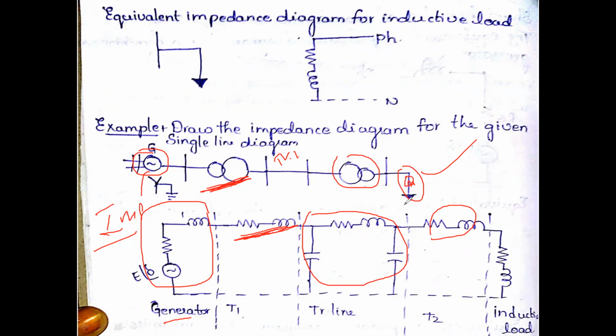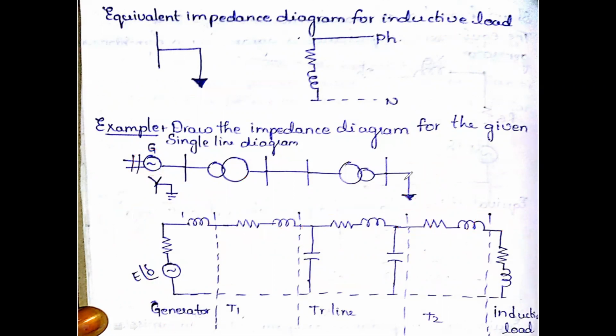Here we have a load. This grounded symbol indicates that a load is connected here. Now we are going to represent the load circuit. If it is a motor, then you are going to place the back EMF here, a voltage source E. This is how we convert the single line diagram to an impedance diagram.